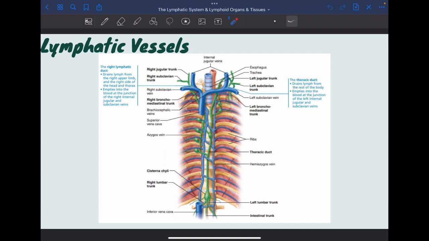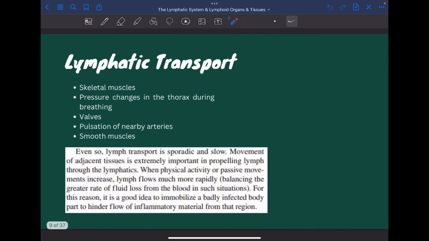Both ducts are going to drain between the subclavian and the internal jugular vein of their respective side, to return the fluid back into the venous circulation. So ultimately, this is how we have the entire pathway or system working, to return this leaked fluid back into the vascular system.